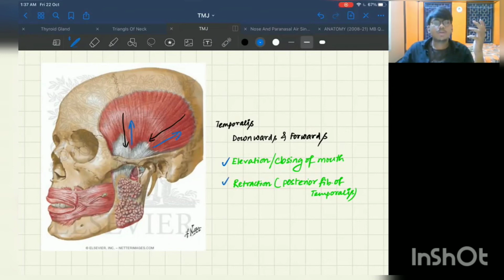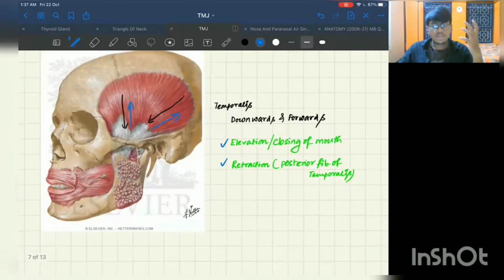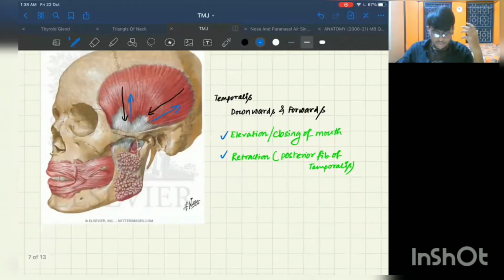Very easy to remember. No need to mug up. These are all things to be understood, right? So temporalis helps in elevation movement and retraction movement.